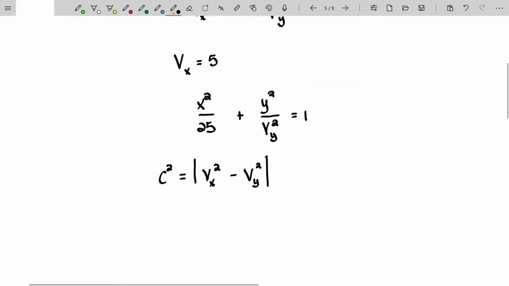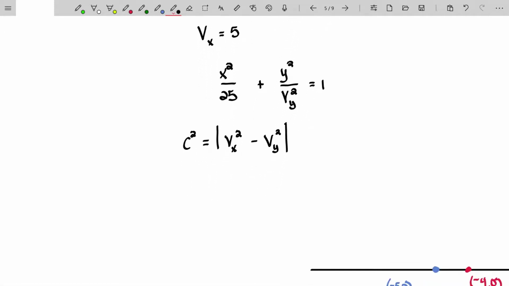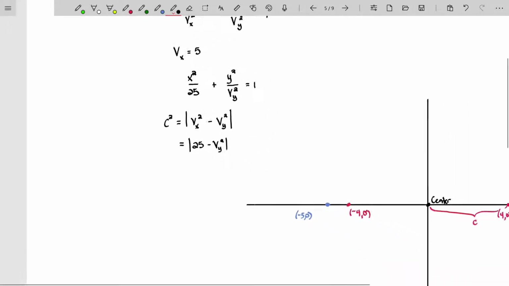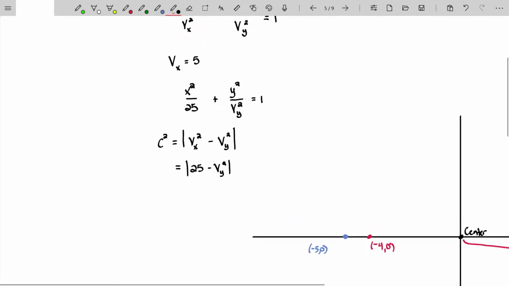Now again, we happen to know what v sub x quantity squared is. That's 25. And we also know what c squared is, because c is 4. That's the distance to the focus. So c squared is 16.